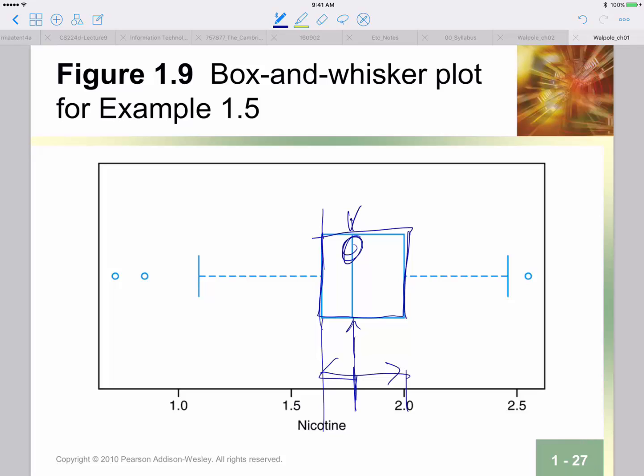Yes, median. And this one, yes, 75% and 25%, right? Okay. So here, yeah, you got a bonus point. So this line is representing your median.